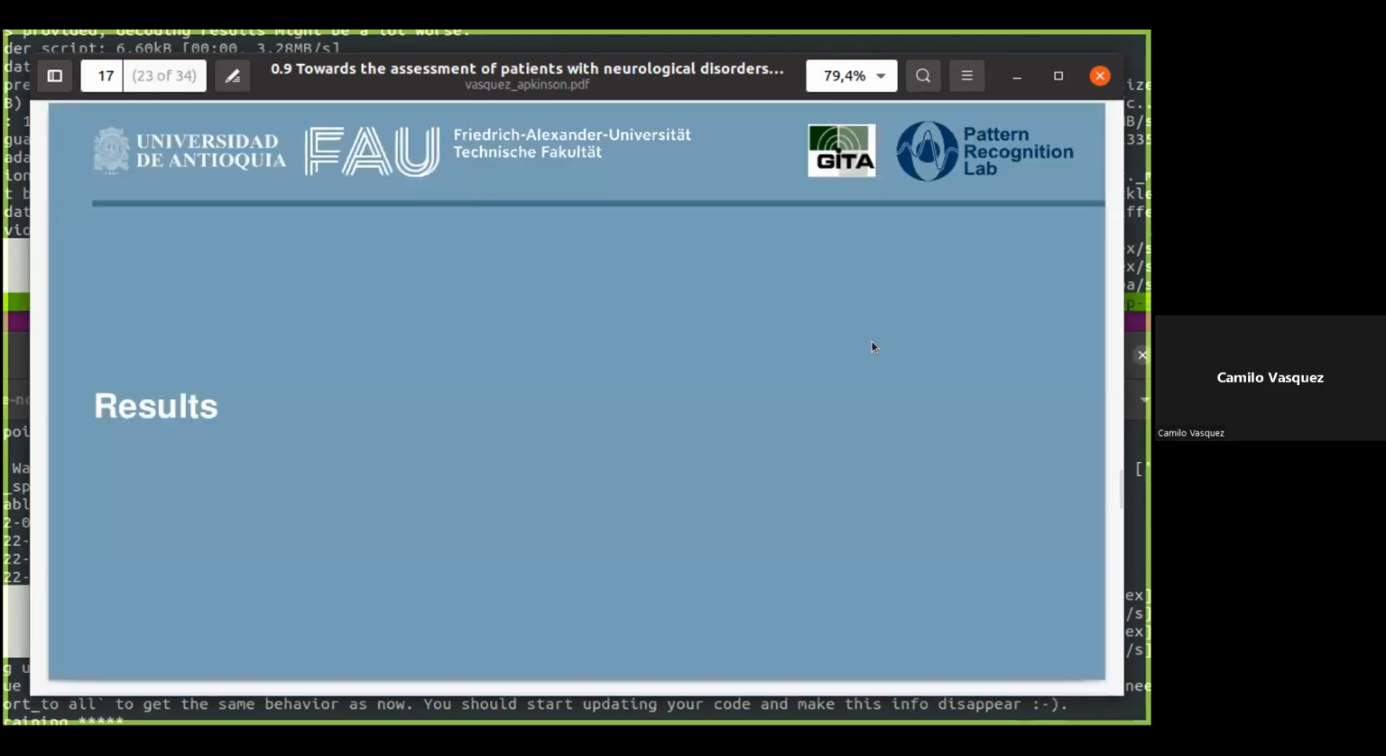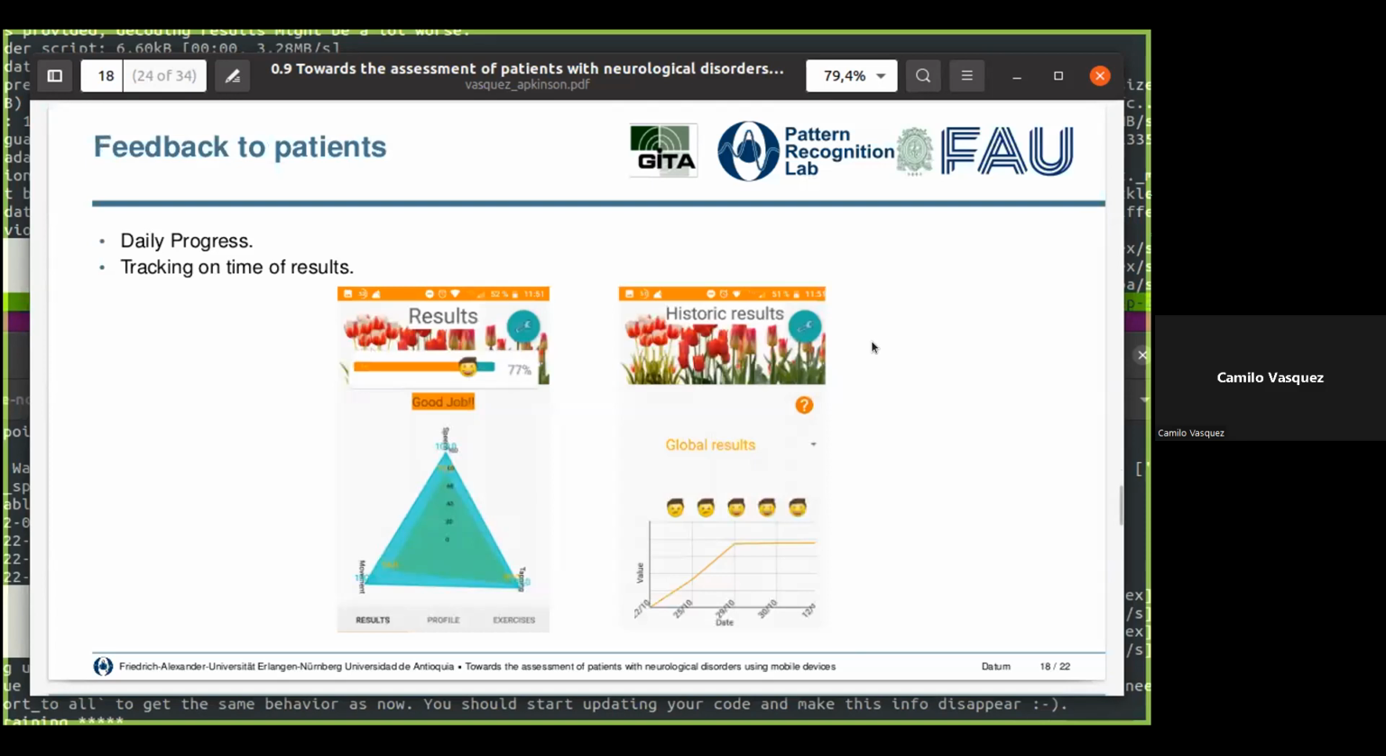Now, with all this analysis, we show the patient feedback about their general dysarthria severity, about their general neurological state based on the movement analysis. And the core idea is to show the daily progress, how the patients perform within the set of 5 or 6 exercises that the patient performs every day. How we track the progress on time of the results.